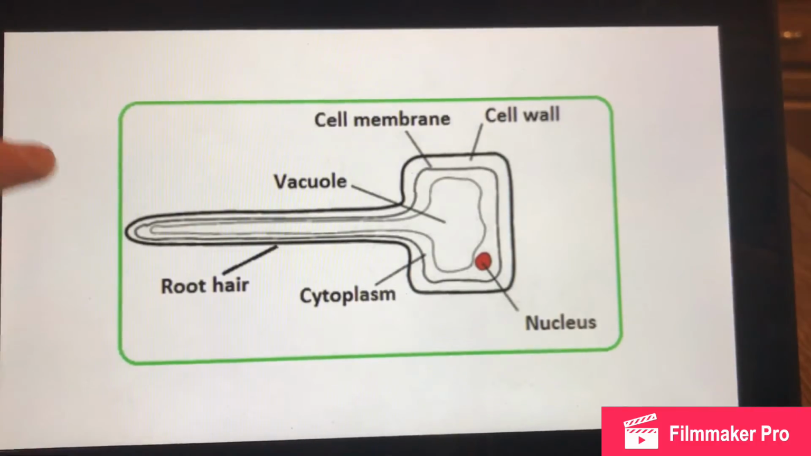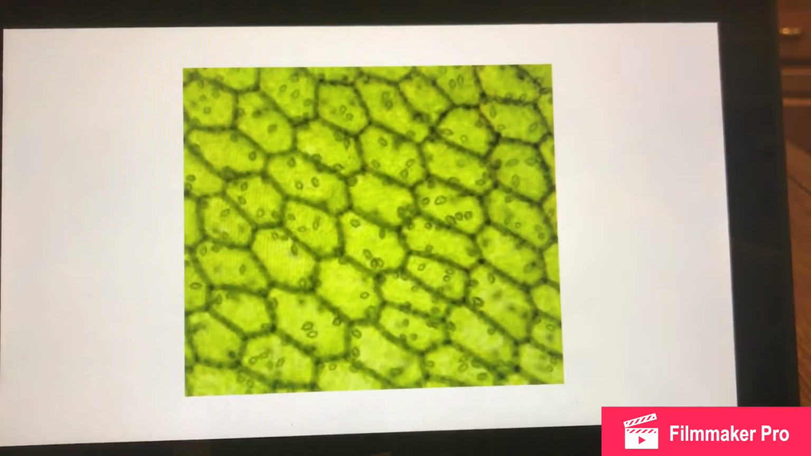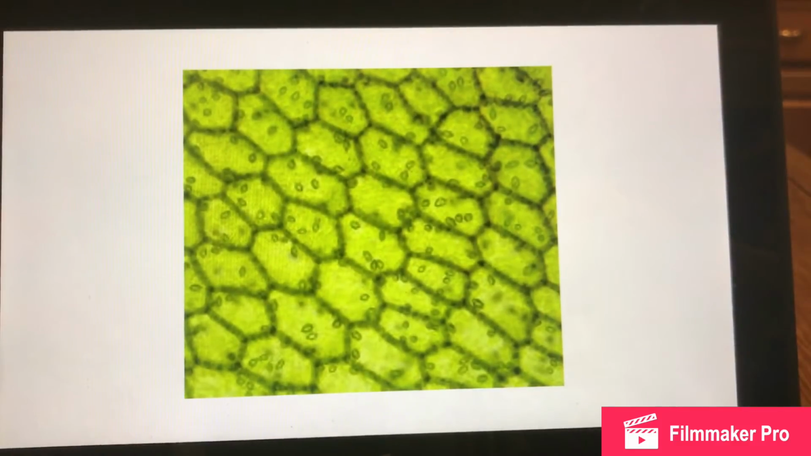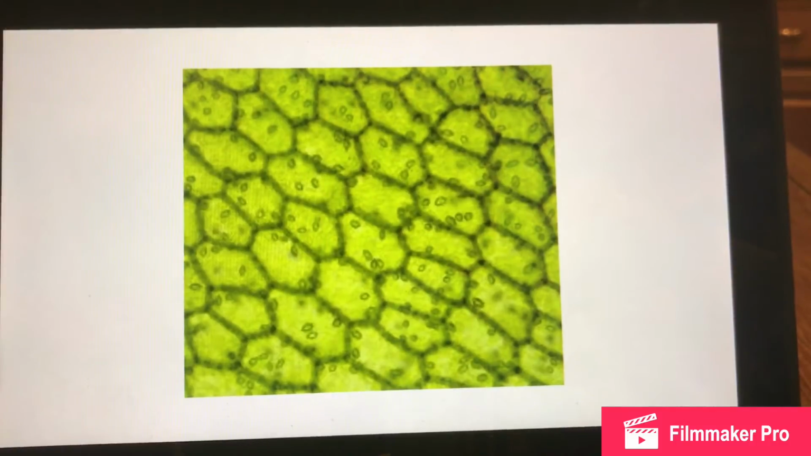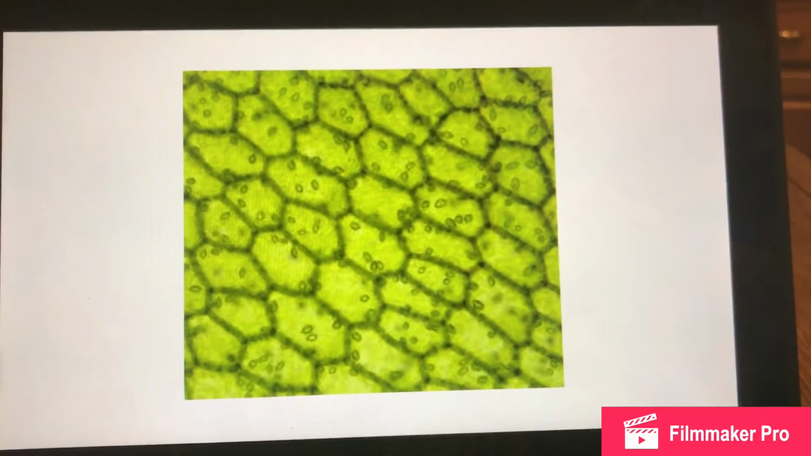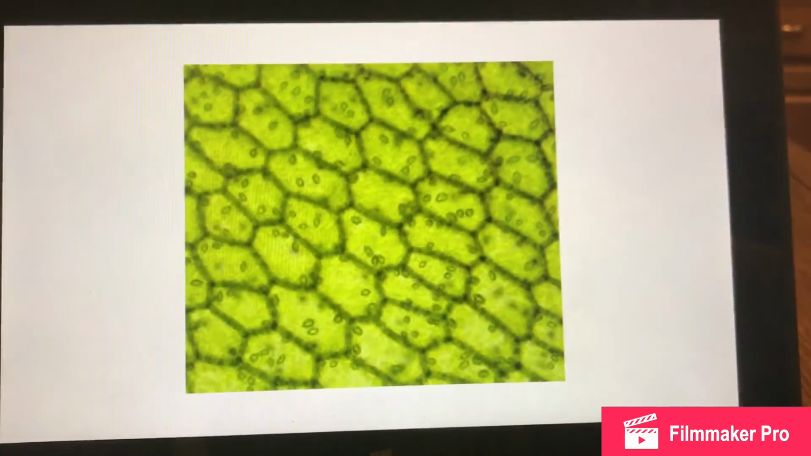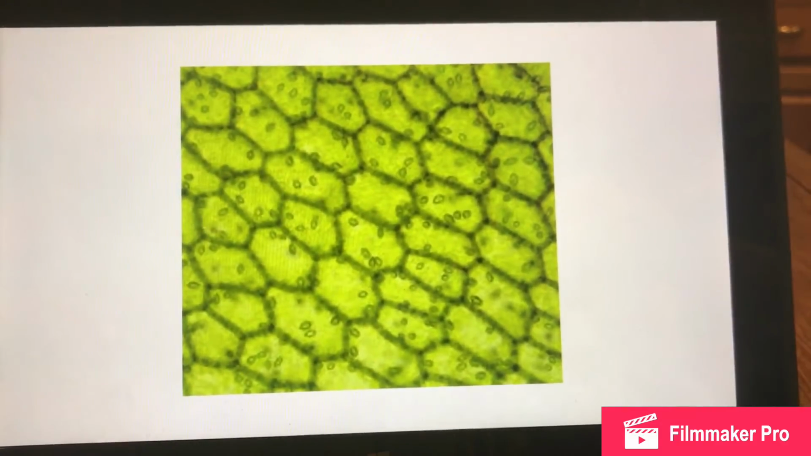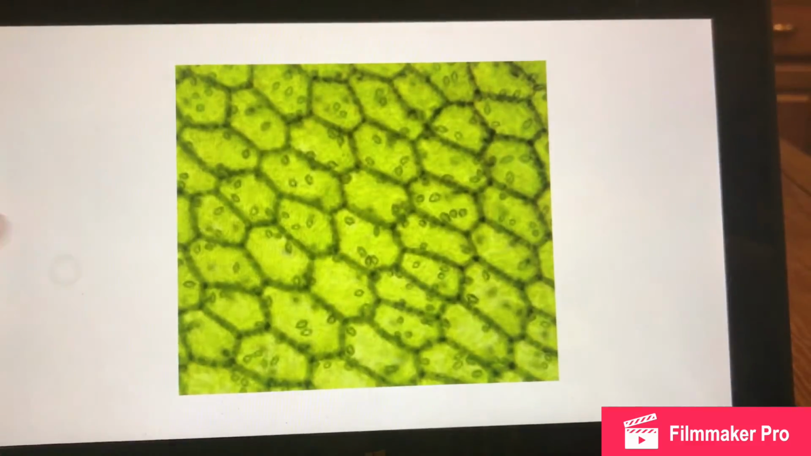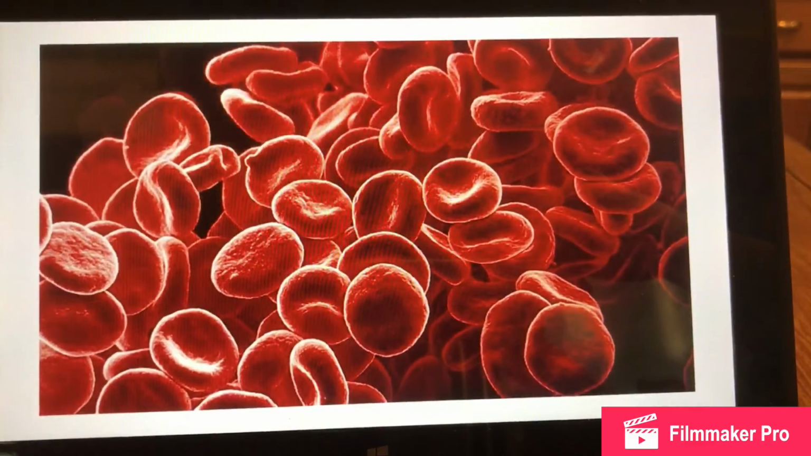Another example is a leaf cell. These cells found in leaves are highly specialized, and there are many different types. Column-shaped palisade cells are found near the surface of the leaf, and they are full of chloroplast ready to capture energy from the sun. A human specialized cell is a red blood cell, which is found in animals.